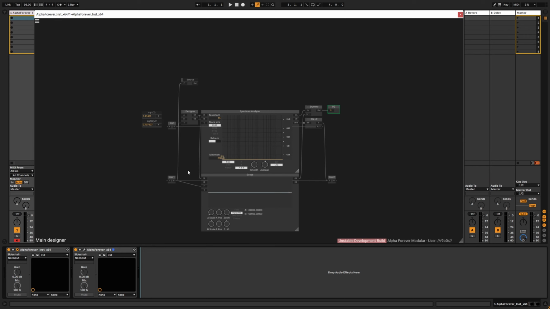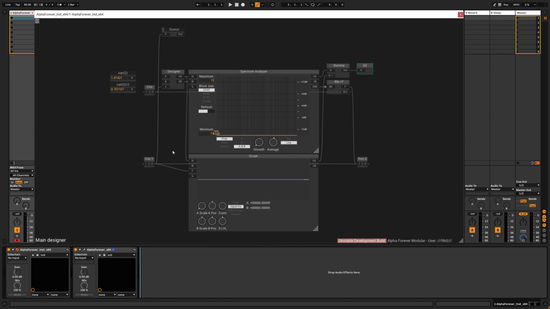And in this video I'm gonna prove this, if it needs to be proved, but yeah, we will talk about this and I will show some examples. And this node here is a spectrum analyzer.